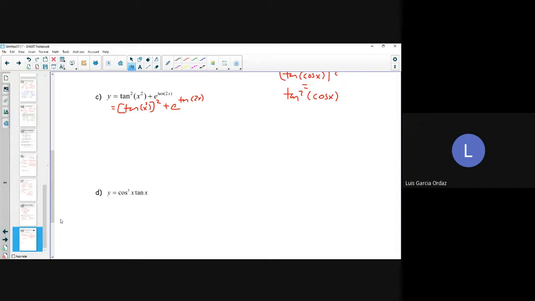So again, I'm going to use the power rule. So y prime gives me 2 times tan of x squared. Okay? And then remember, my tangent derivative is going to be secant squared of x squared. And now I can multiply by the derivative of x squared, which is 2x. Now I need to take the derivative of e to the power of tan of 2x, which just gives me e to the power of tan of 2x. And again, same rules apply, times secant squared of 2x multiplied by the derivative of the inside function, which is just 2.